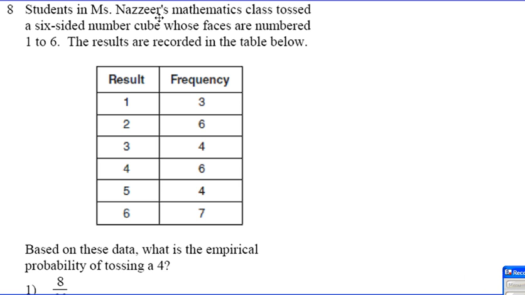Alright, so let us continue with number 8. Here we have a set of data already for a die, when it's rolled many times. So based upon this data, what is the empirical, meaning based upon the experiment, the probability of rolling a 4.